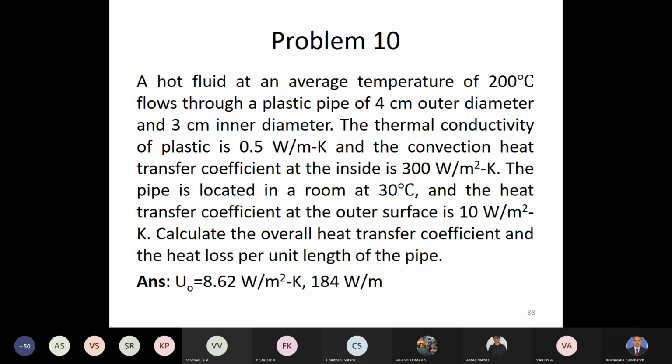For example, the first one is the steam to water instantaneous heater. That is 2300 to 3500 watts per meter square Kelvin. Steam to water storage tank heater, 1000 to 1800. So for different situations, you have these different values.